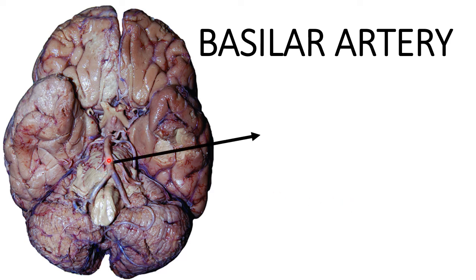At the base of the brain, this basilar artery is formed by the joining of the right and left vertebral arteries, and it is present on the anterior surface of the pons, in the basilar groove. Okay, so that is how to identify the basilar artery. So it is easy to identify the structures.